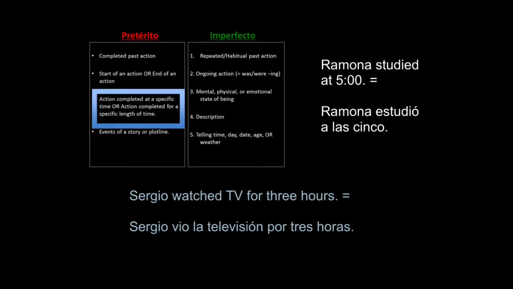The preterite tense is also used to talk about an action completed at a specific time in the past, such as Ramona studied at 5 o'clock, or Ramona estudió a las 5, or to talk about an action that was completed for a specific amount of time in the past, such as Sergio watched TV for 3 hours, or Sergio vio la televisión por 3 horas.